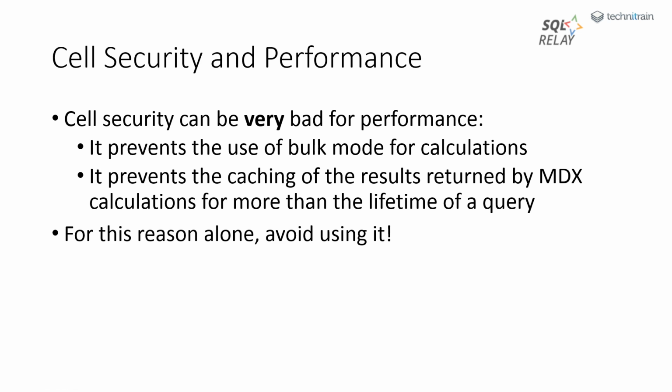The other very important thing to say about cell security is that it can really, really kill performance. Again, like parent-child hierarchies, there are some cases where you've absolutely got to use cell security, but in general, I think it's a good rule of thumb to avoid using cell security unless you absolutely have no other choice. Part of the reason why cell security can be very bad for performance is that it can prevent the use of bulk mode for calculations.